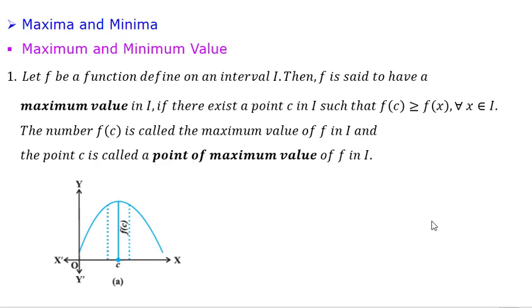Now see this graph. In this graph we have drawn the function f of x. As we move from left to right, we see that the value of the function is increasing, and when we reach C, there we find that the value of the function is maximum, and the maximum value of the function is f of c, and this maximum value is obtained at point C.